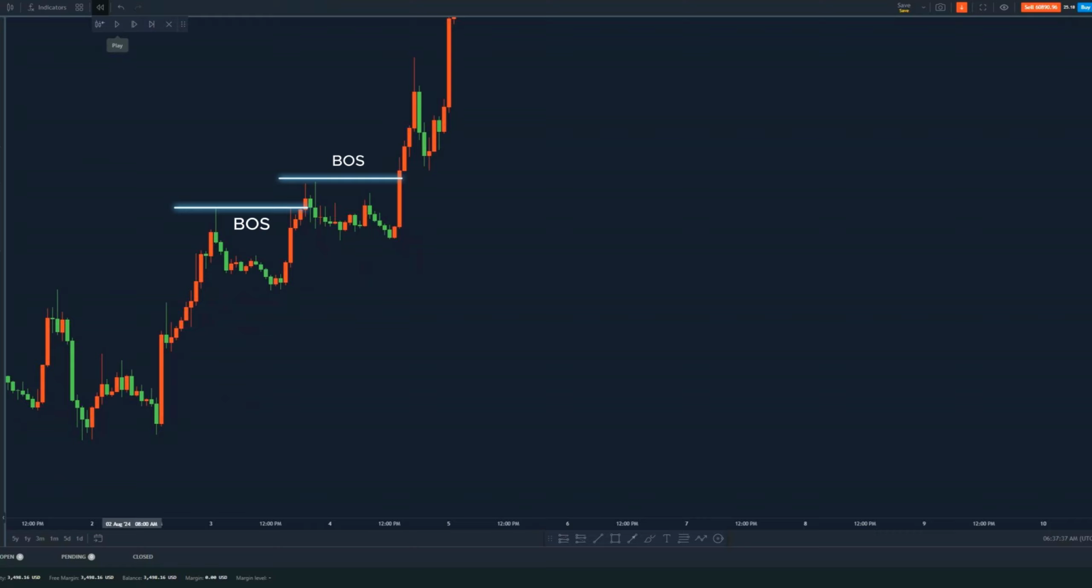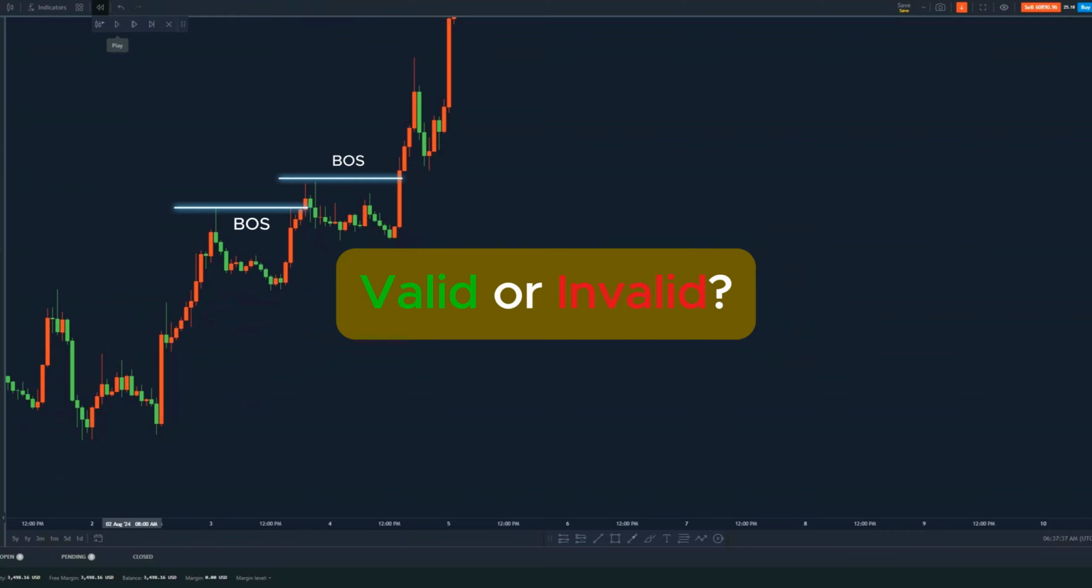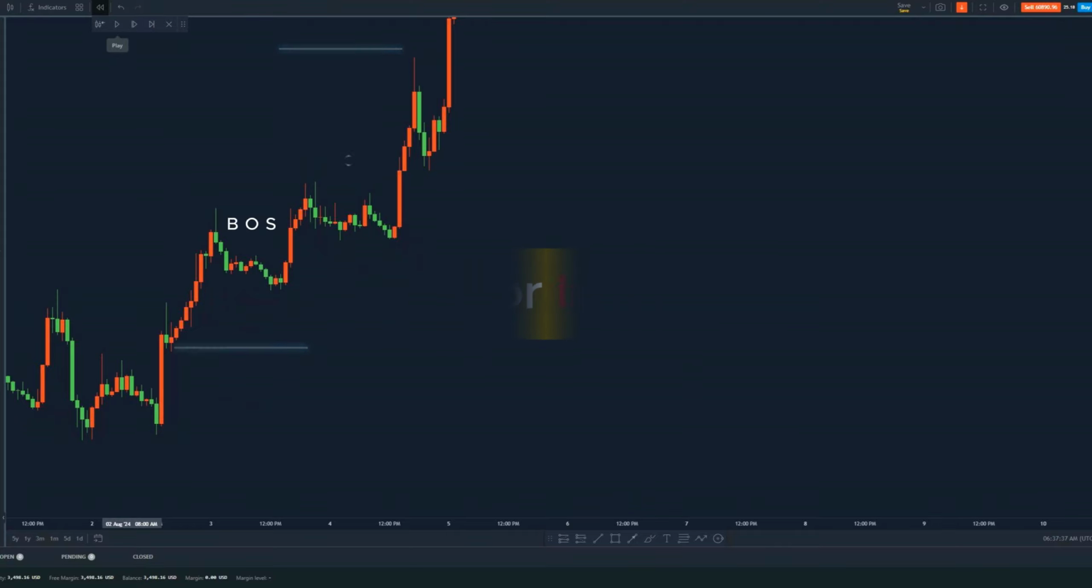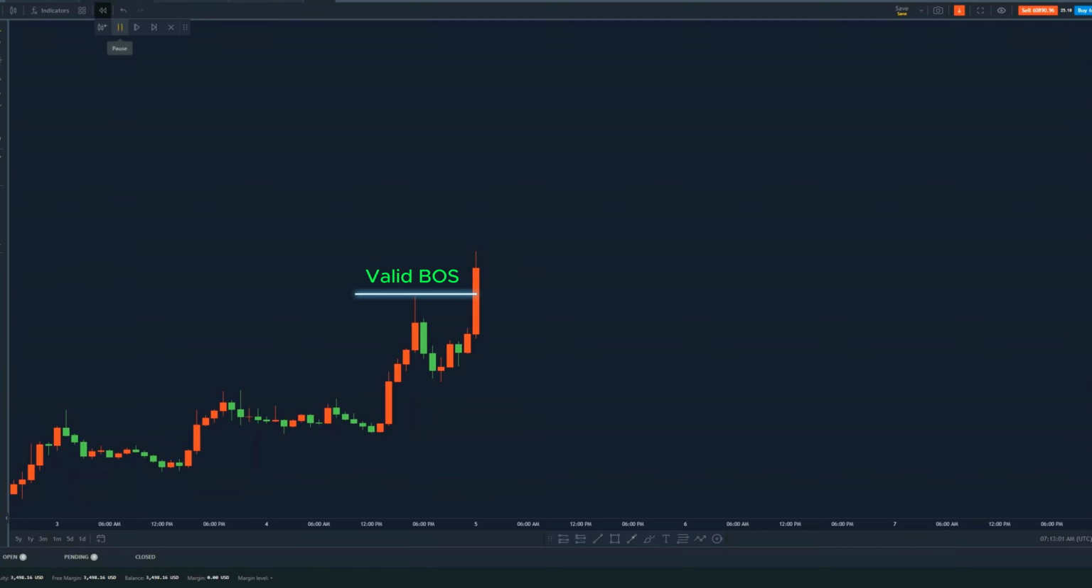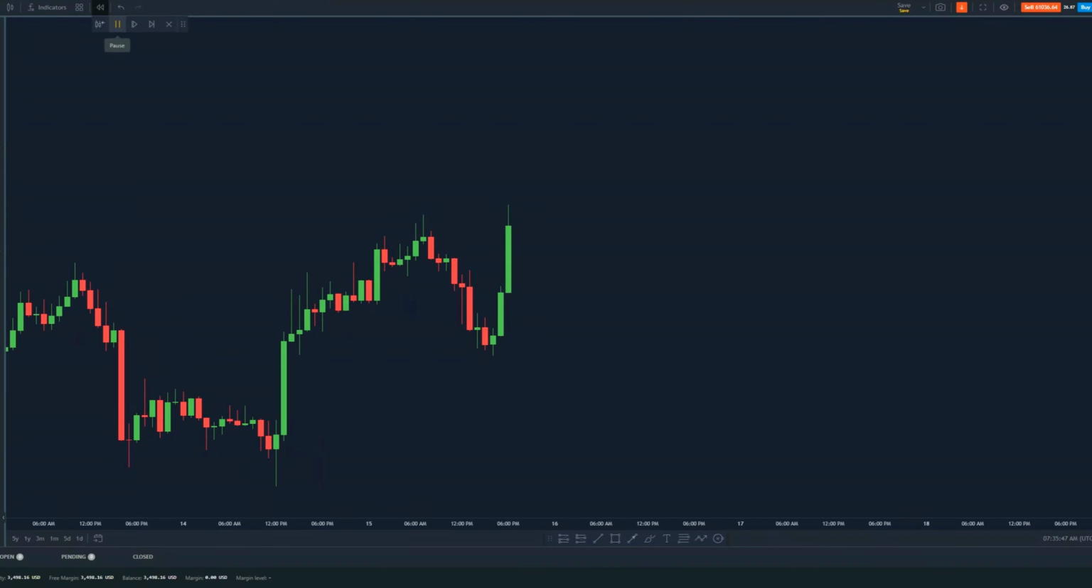You have to learn the difference between a valid BOS and an invalid one. A valid BOS occurs when the price breaks the recent major high, and the body of the candle must close above the wick of the recent major high. So, this would be a valid break of structure. But if only the wick of the candle breaks the recent major high, and the body closes below the major high, then it will not be a valid break of structure.